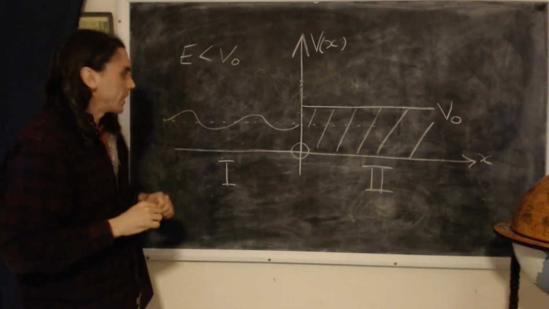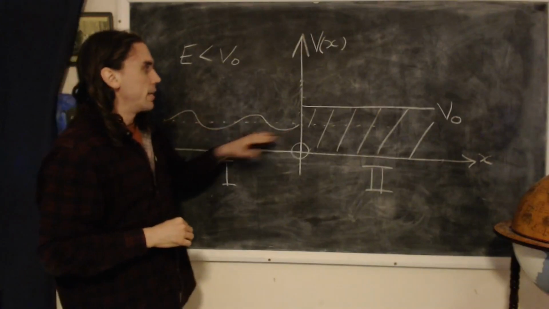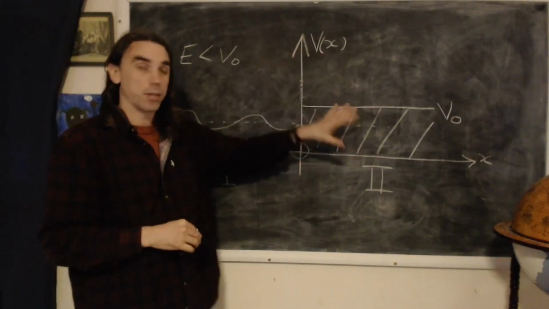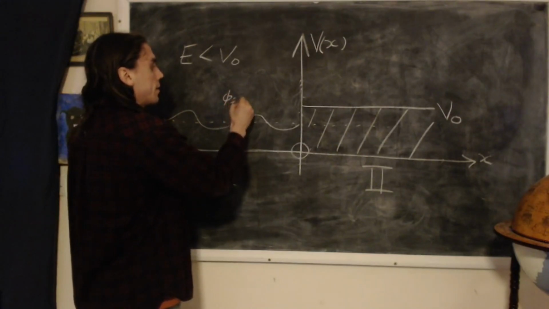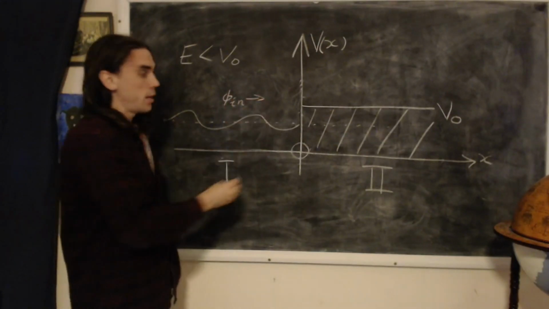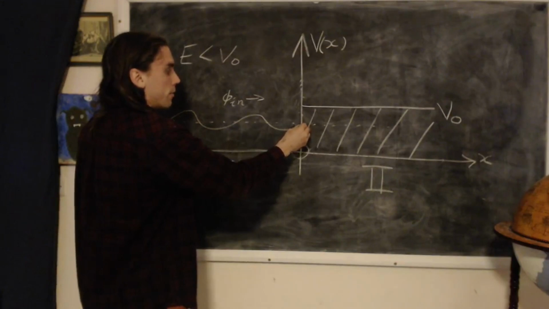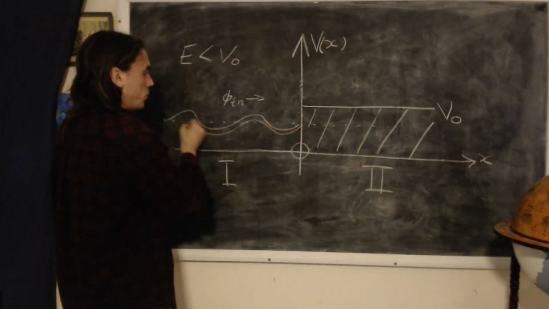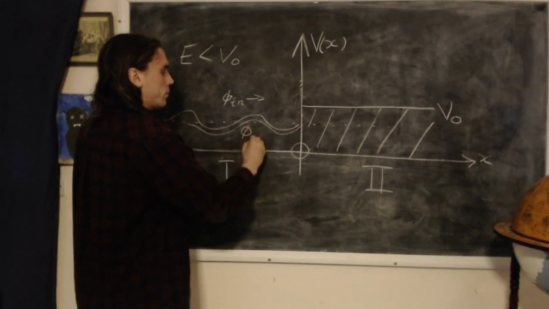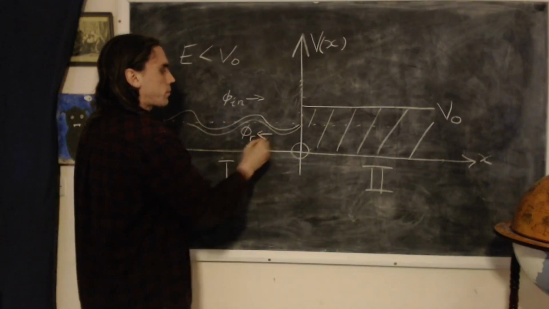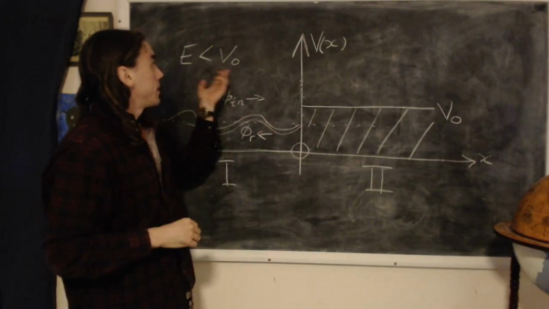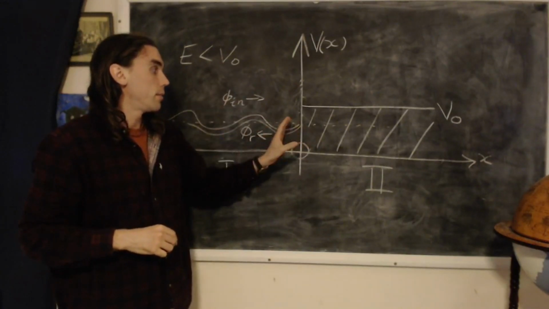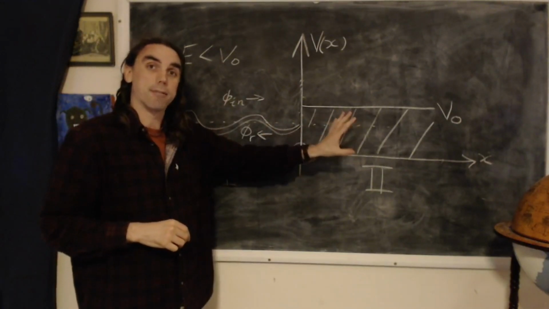Hopefully, the idea is clear that this is a wave coming in, and this just happens to be the potential landscape it's moving in. Now, this is phi in, coming in this way. As before, we'll get a phi reflected coming back. But this time, because E is less than V0, the region over here is what's called classically forbidden.